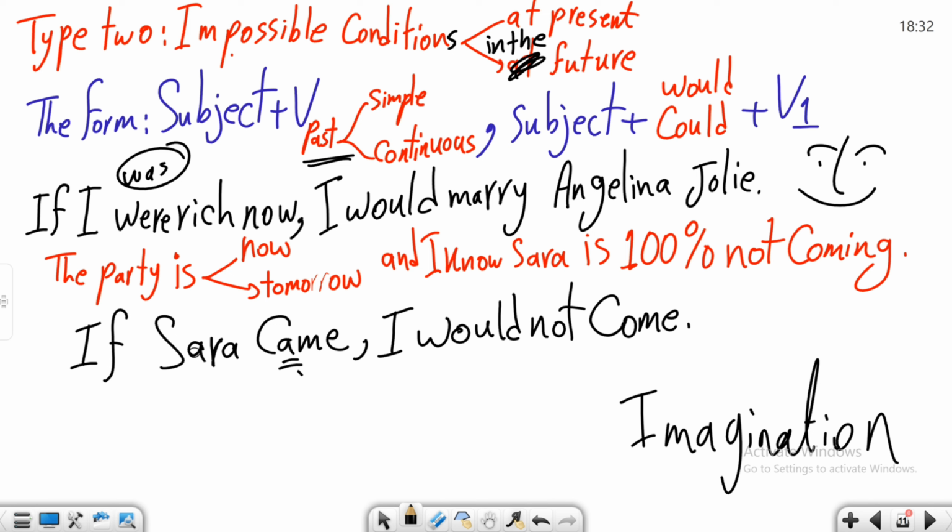But generally, to show that we are imagining something impossible, we don't only break the rule of the time. No, we also break the rule of the grammar, and we say "if I were." This tells the native speaker that you understand his or her culture. Because in the British culture or the American culture, generally in the English culture, we use "were" when we imagine or wish something impossible at present. We say, if I were rich now, which is not true, I would marry Angelina Jolie.